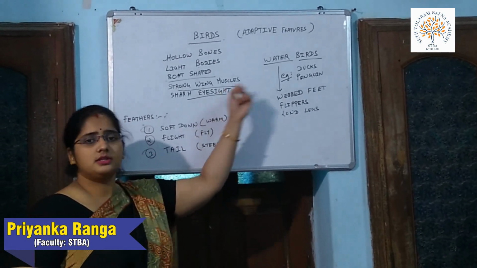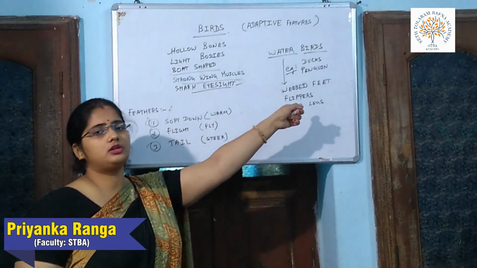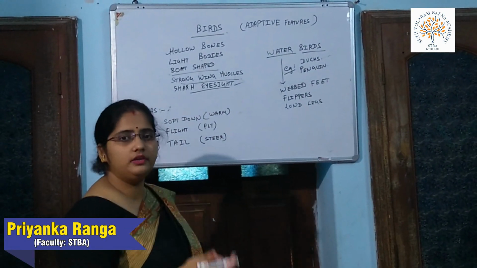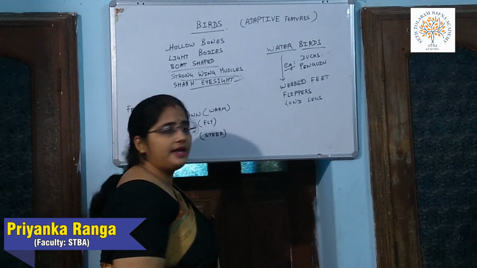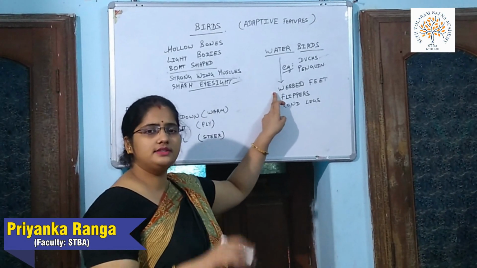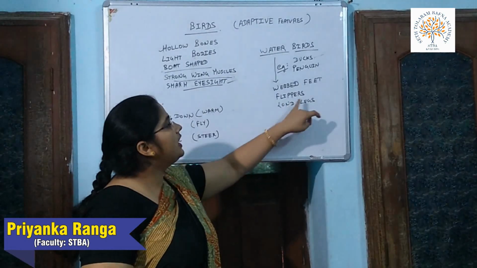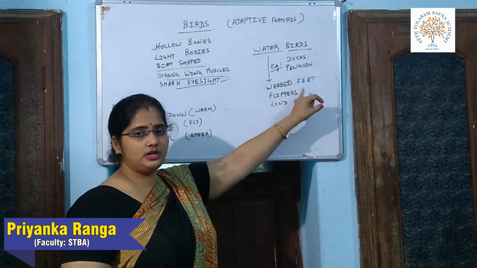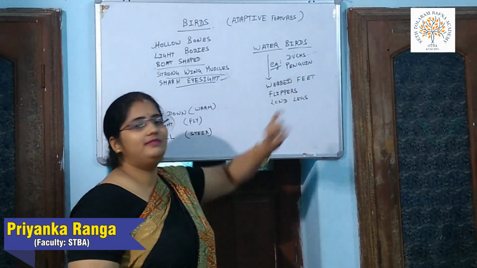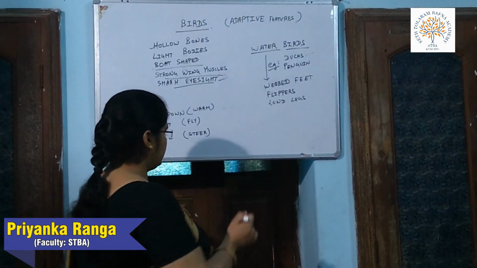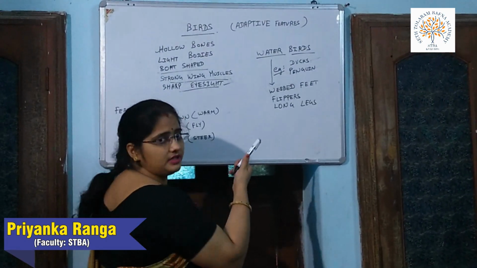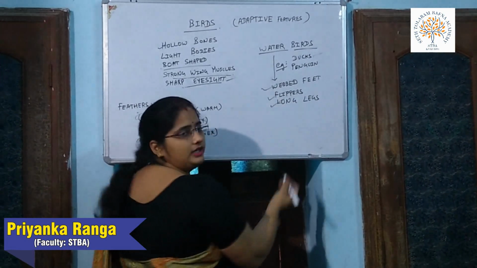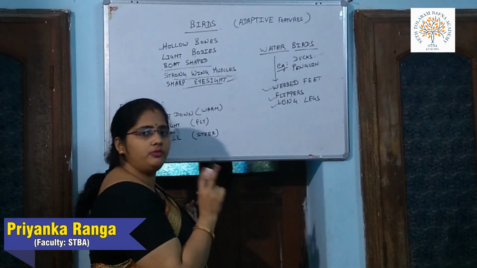Also, there are some water birds. You know who the water birds are? For example, ducks and penguins. The water birds have to live in the water or swim in the water. So they have webbed feet, which help them in swimming. They have flippers along with the wings. For example, penguins have flippers so that they can move in the water. Also, they have long legs. So the water birds like duck and penguin have webbed feet, flippers and long legs. These are the adaptive features of water birds.